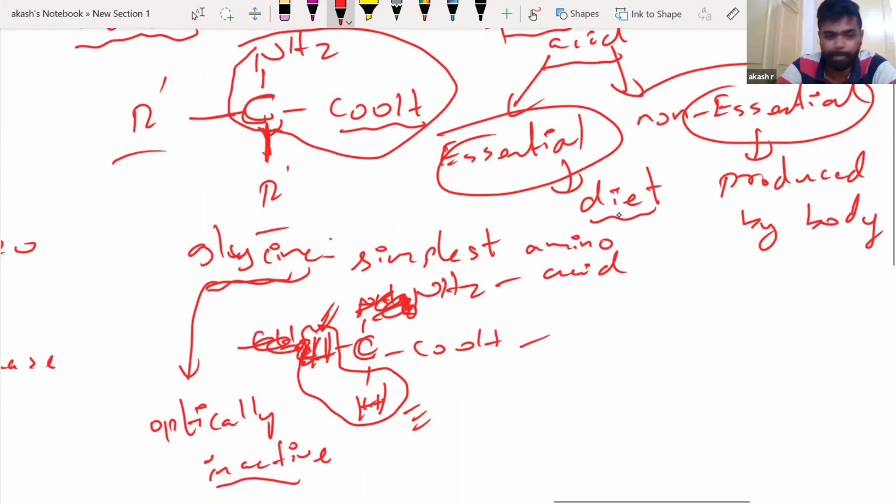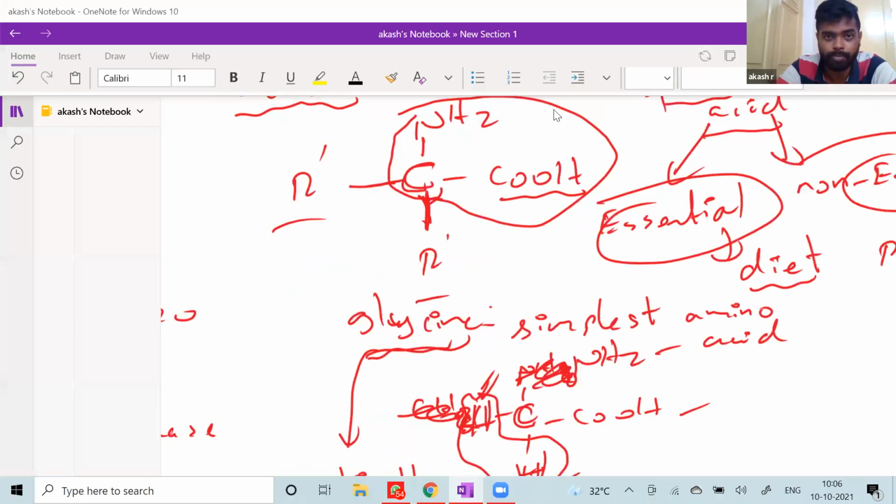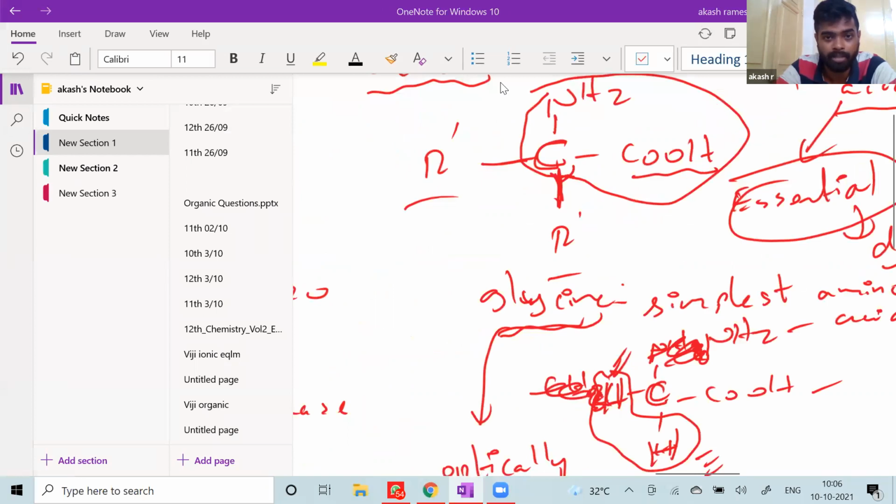Let me go to Google and show you what all the different kinds of amino acids are. You do not have to remember the names. I mean, you can remember names, but for now, you don't have to remember the structures. Now let me show you. There's something in the chat. 8 chats are there. What happened?